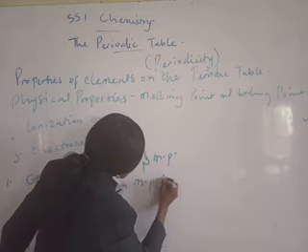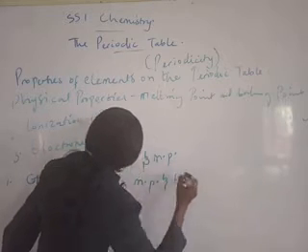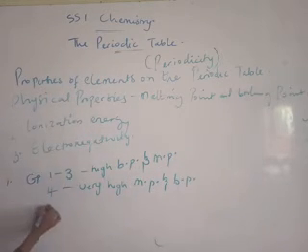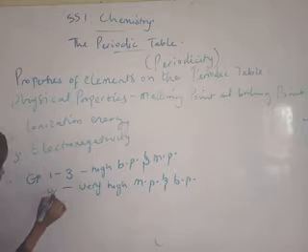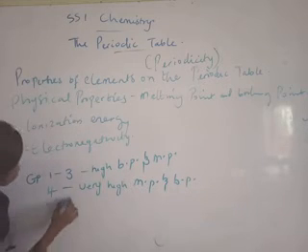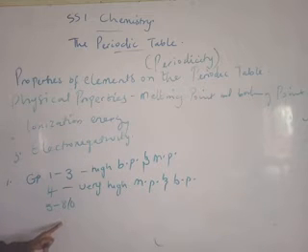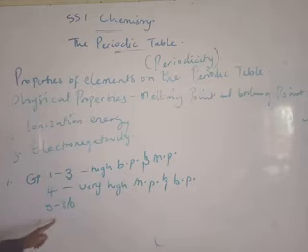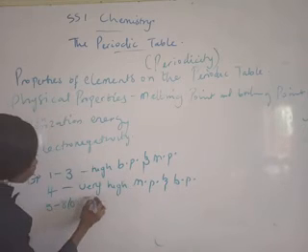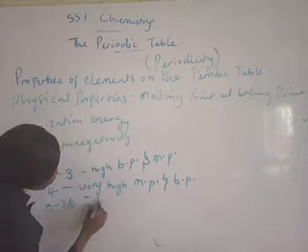High melting and boiling points. That's for group 4. Now, from group 5 to group 0, I can say group 5 to group 0 or group 5 to group 8. I'm talking about the noble gases. You can as well call them the rare gases, inert gases. From group 5 to group 0, they have low melting and boiling points.